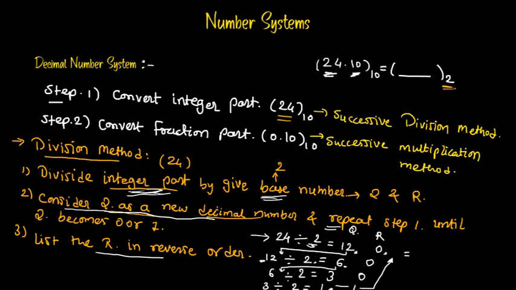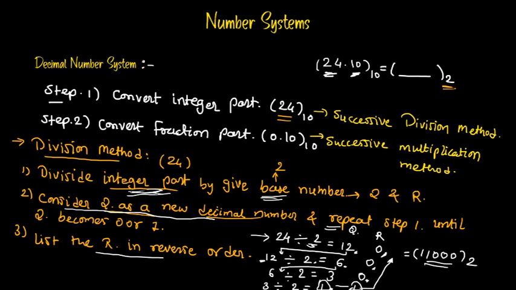So we get the answer in the binary number system. The first bit is 1, the second bit is again 1, the third bit is 0, the next bit is again 0, and the next bit is again 0. So here is the binary number.